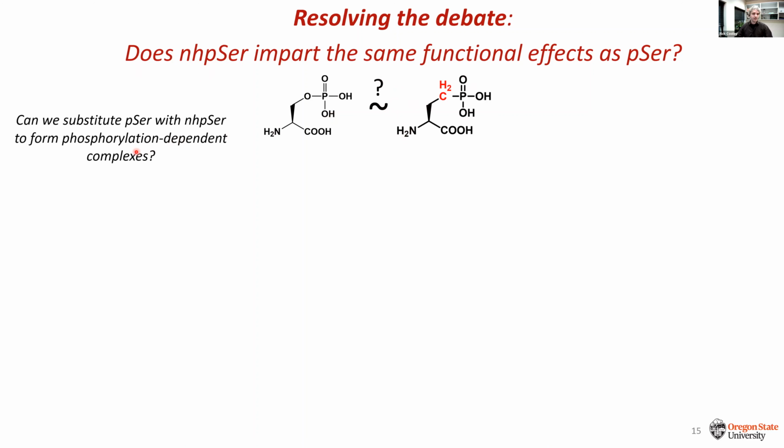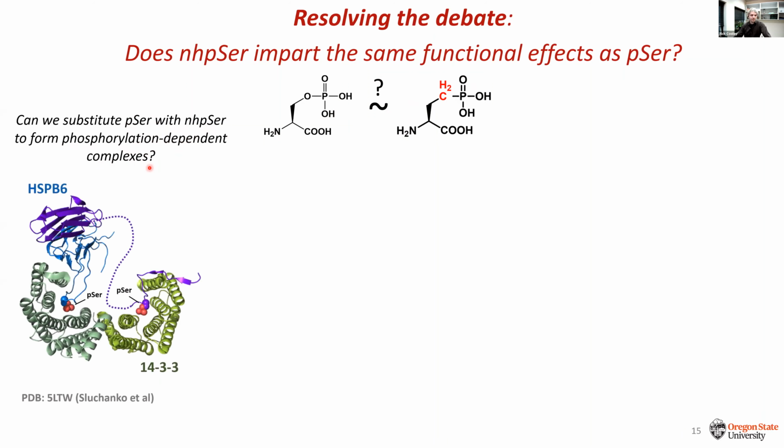And so the first question we asked is, could we substitute phosphoserine with non-hydrolyzable phosphoserine to form a phosphorylation-dependent complex? And for that, we turned to 14-3-3, which is shown here in green. It's a dimer. 14-3-3 is a well-conserved hub protein found in all eukaryotes. It binds to over 2,000 different proteins inside the cell, but it does so when the partner protein it binds to, its clients, are phosphorylated at specific sites. And so it's a phosphorylation-dependent complexation between 14-3-3 and its clients.